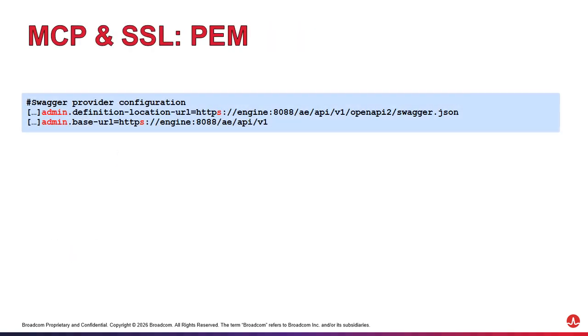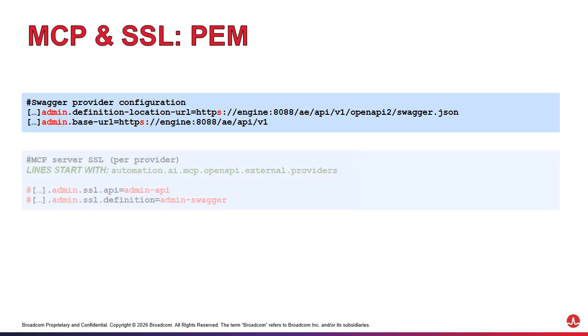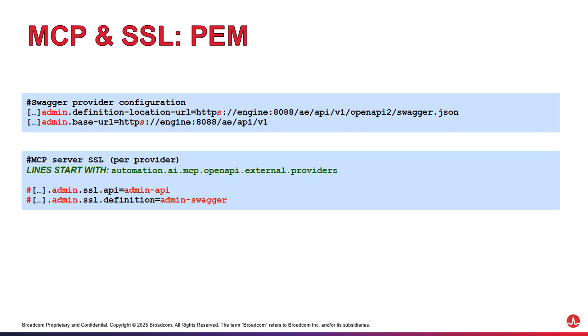Let's start with PEM. We're back in the Swagger Provider section. First, set the two URLs to HTTPS. Then we move to the next section, MCP server SSL per provider. PEM requires an SSL bundle for both the API and Swagger. Bundles are provider-specific. If you have 3 providers, say admin, dev, and ops, then you need 3 bundles. This section maps the provider to the bundle.